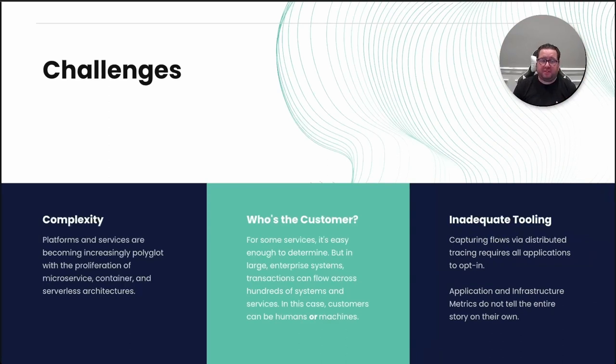We have the benefit now of having increasingly polyglot services, thanks to the container revolution that's been going on for about the past decade. That's all great, but it also makes it a little more challenging to observe interactions between services, because they're not all the same language or the same tools. There has been work in the OpenTelemetry space with distributed tracing, but that also requires all applications to opt into it.